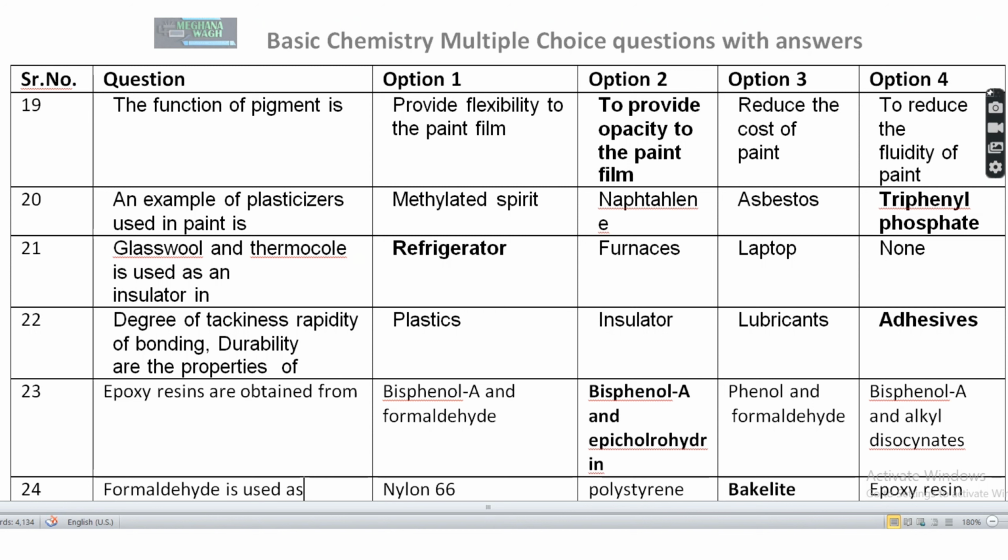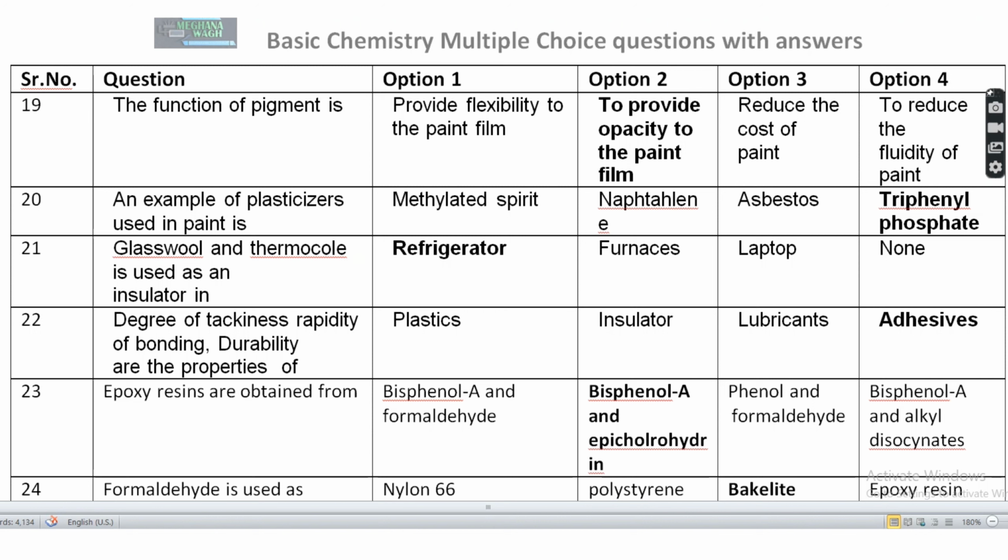Then degree of tackiness, rapidity of bonding, durability. These are the properties of what? These are the properties of adhesives. Tackiness means two surfaces stick to each other. Bonding and durability are the properties of adhesives.